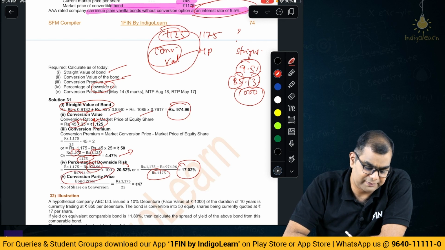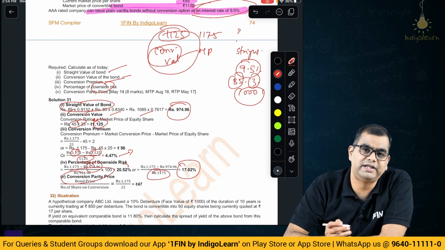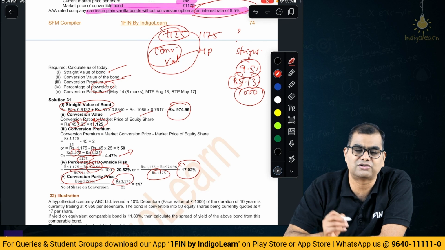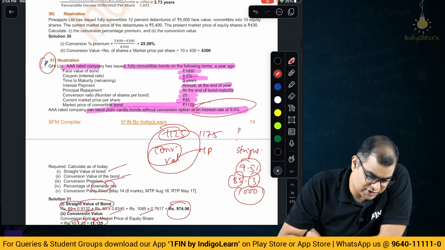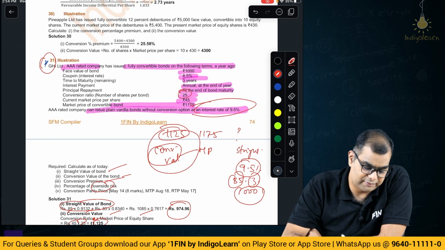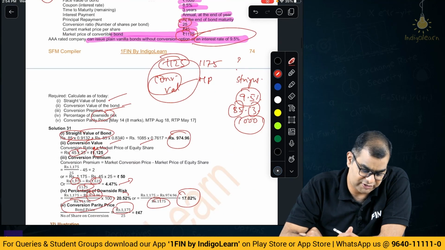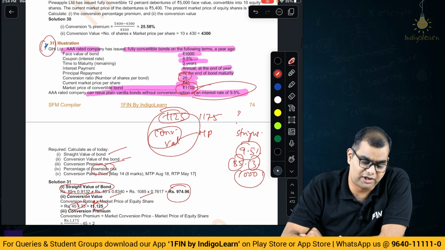Then conversion parity price is again very simple. At what price of the share will the conversion value be equal to current market price. So current market price divided by the number of shares. What is the number of shares here? They said 25 shares. So your current market price 1175 by 25, you get 47 or something. Yes, you get 47 is the price per share at which it should, if we convert, it is great.